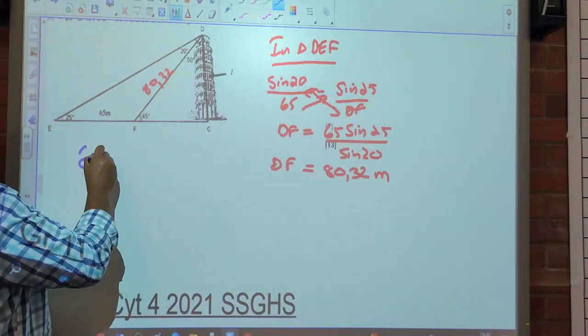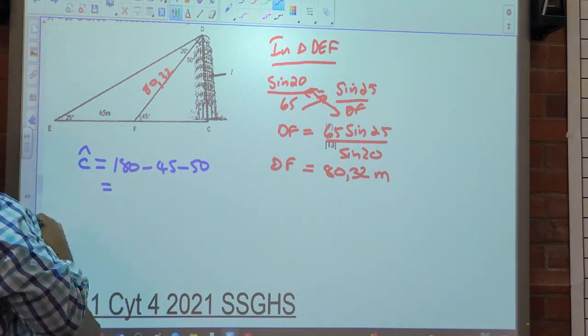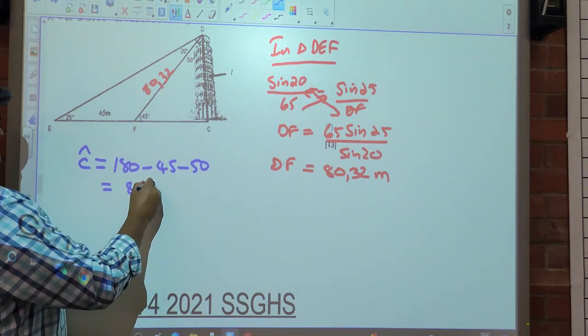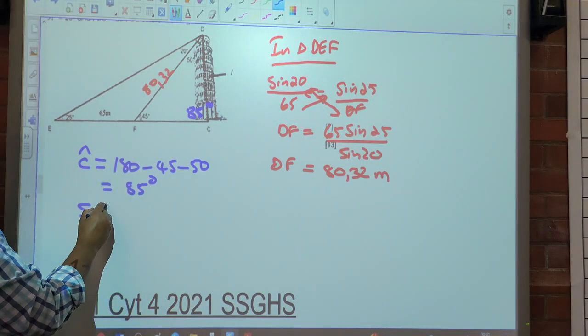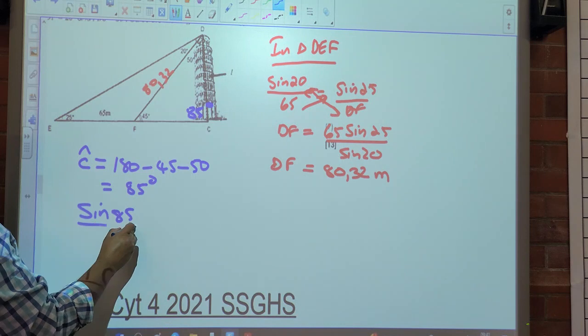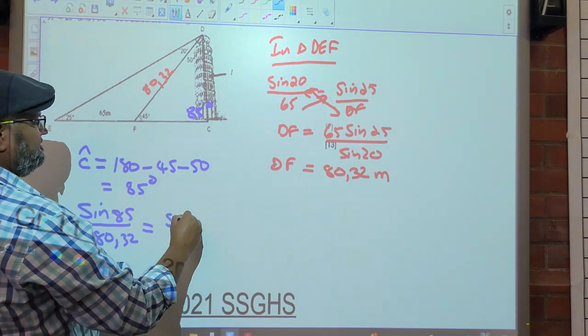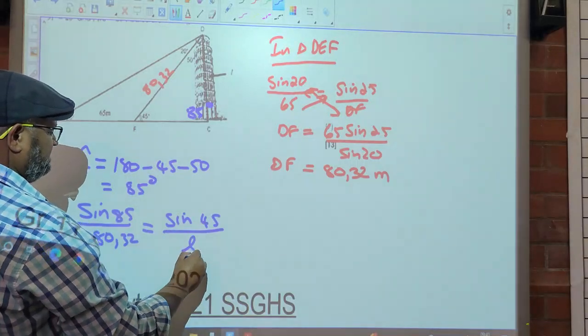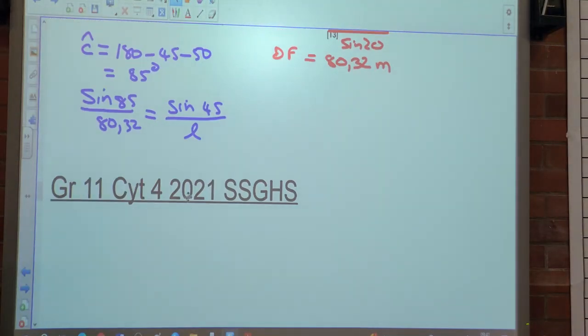Alright, so angle C is equal to 180 minus 45 minus 50 degrees, which is 85 degrees. Okay, now we say sine of 85 over 80.32 is equal to sine of 45 over L. Or you could have said 80.32 over sine of 85 is equal to L over sine 45. Okay, but at this point you should know how to manipulate well enough not to worry which one to use when.